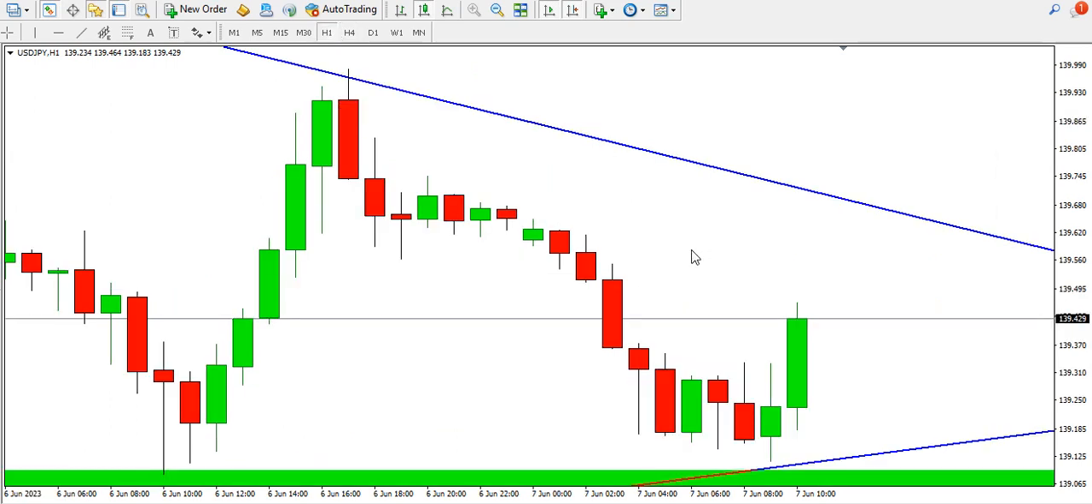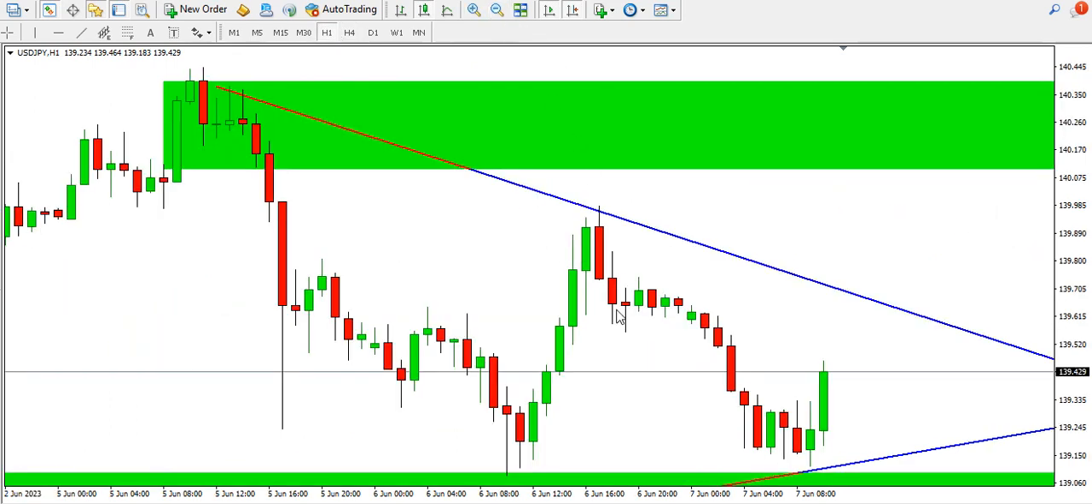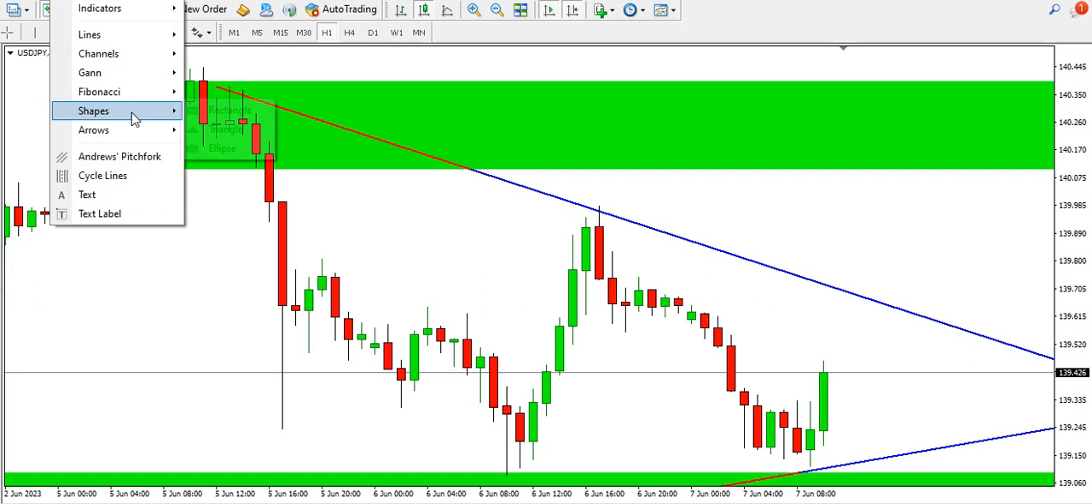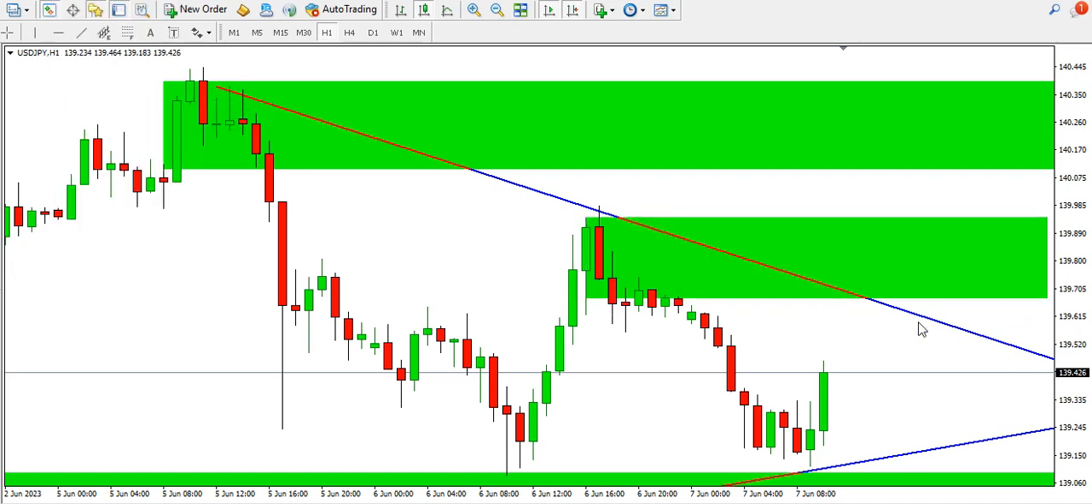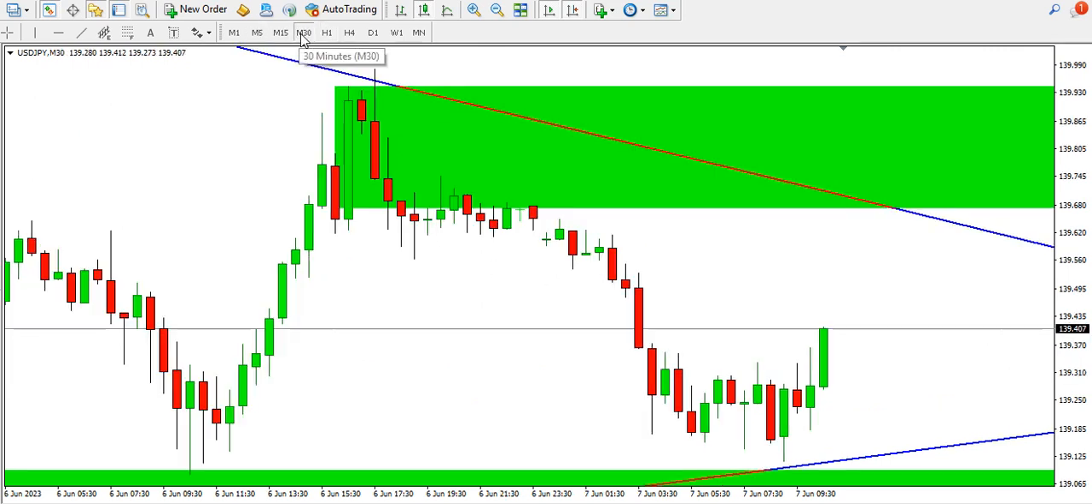On the 1-hour time frame, USDJPY is forming a double bottom. This is the first bottom, this is the second bottom, but this descending trend line might serve as resistance to price, in as much as price is trying to go up. We also have this supply area, and this other block might serve as resistance to price.